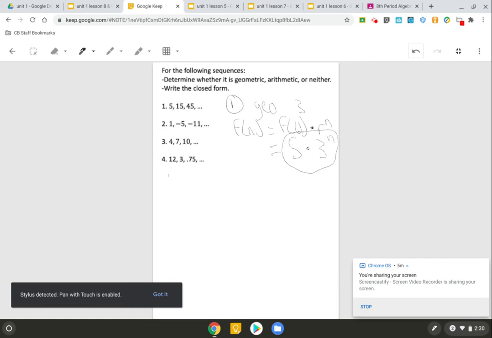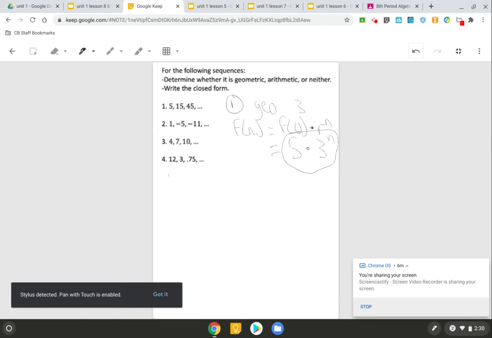And what makes this useful is I can plug in any number I want. So if I wanted to find the 10th term, I would plug in 10 for n. So I would figure out 5 times 3 to the power of 10. If I wanted the 200th term, I would plug in 5 times 3 to the power of 200, and so forth. So that is how we do closed form.